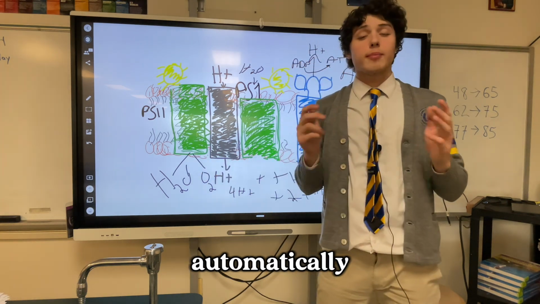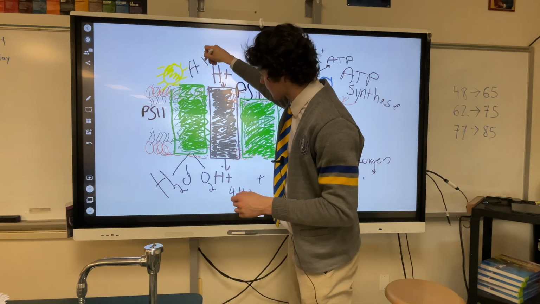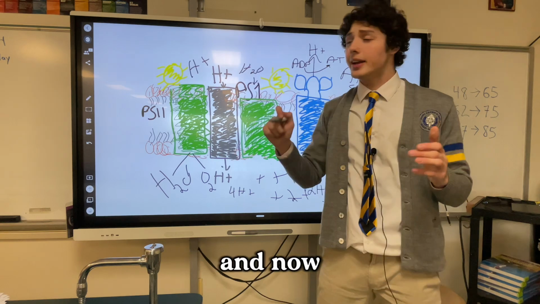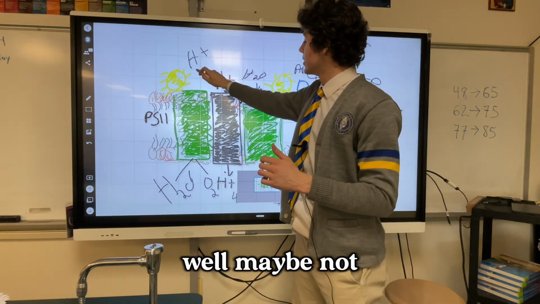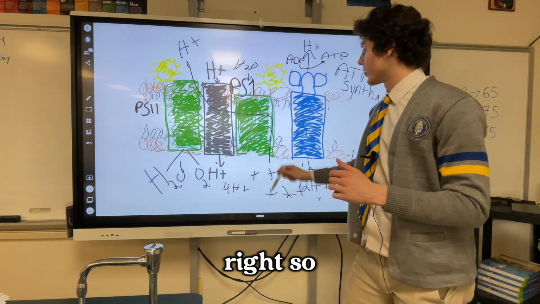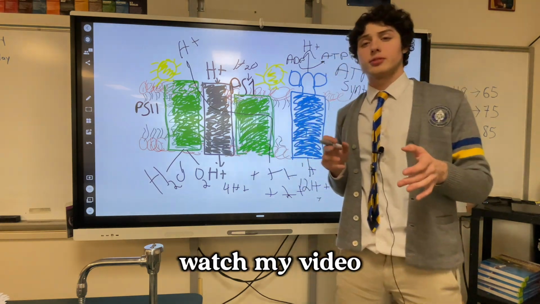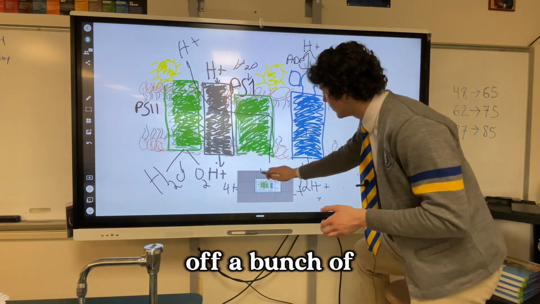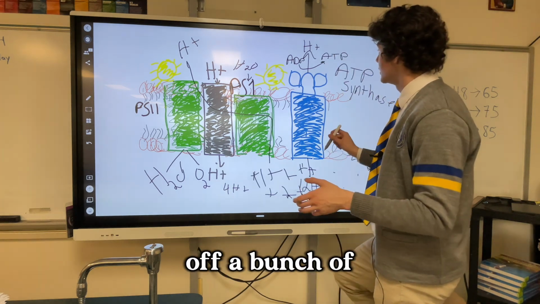So now, automatically, what we're releasing is this O2, because what's going to come up here is hydrogen. We're losing the O2, we're just bringing up that hydrogen, and now this hydrogen is going to move through this electron transport chain, right? So similar to cellular respiration, we're using that electron transport chain. You watch my video to learn more about that. Now this electron transport chain, what is it going to give off? Well, it's going to give off a bunch of positives here, hopefully.